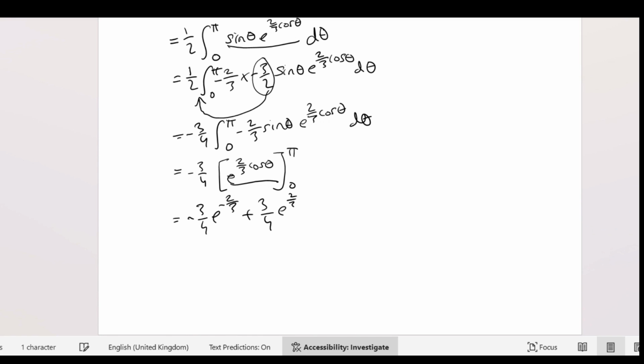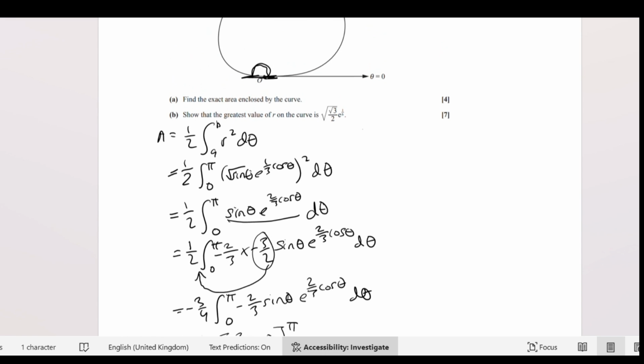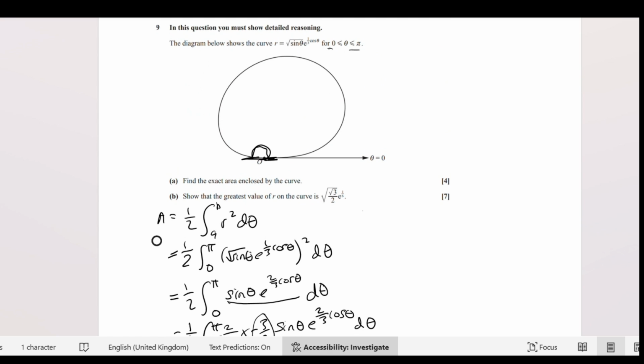to the 2/3, and we can just rearrange this to make it a bit nicer. 3/4 e to the 2/3 take away e to the negative 2/3, and that is our final answer. So that's a pretty simple question, worth 4 marks, and now we'll move on to part B, which is slightly more tricky and worth slightly more marks.